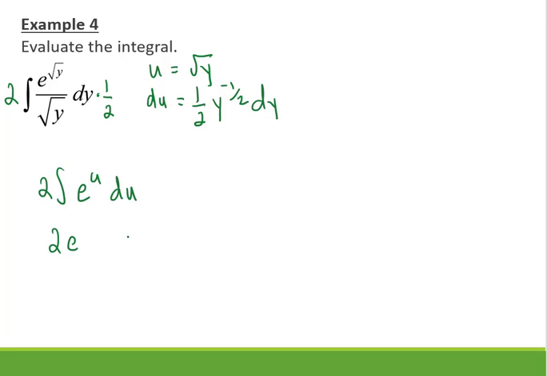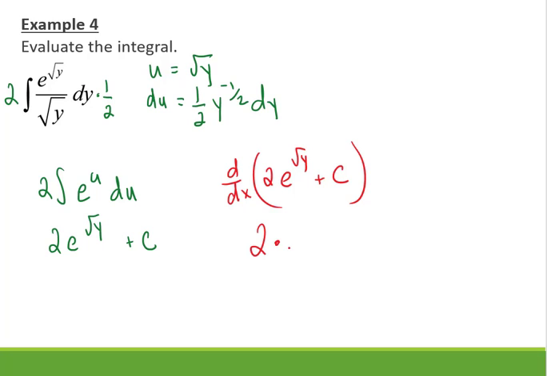So let me show you that if I took the derivative of this: 2 times e to that, times the derivative of the exponent. Derivative of c is 0. I do get what I have here. The 2 and the 1/2 cancel. I get e to the root y over the square root of y.